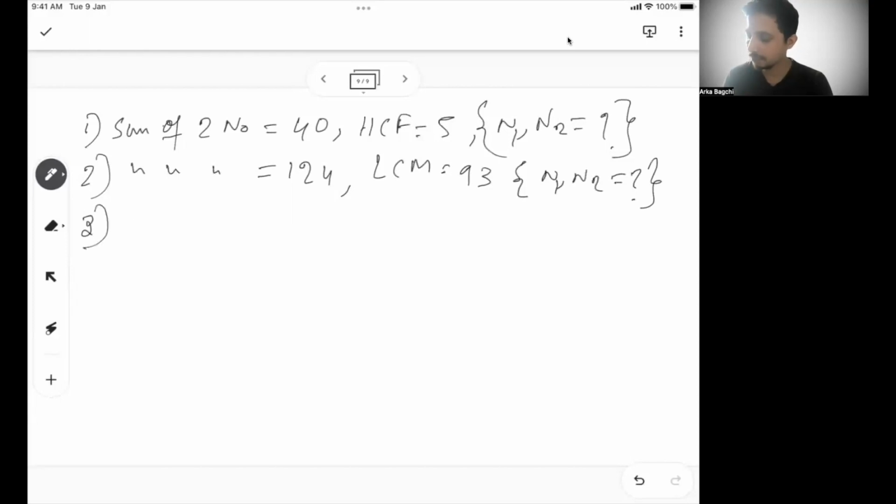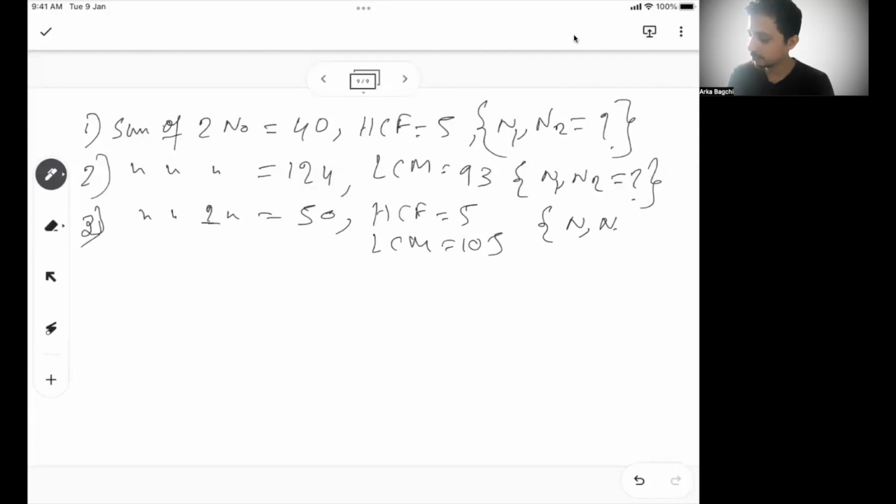Let's say another problem: sum of two numbers is 50, but here the HCF is given as 5 and LCM is given as 105. Again, you need to find out what N1, N2 is. The same thing, where somewhere the HCF is given, somewhere the LCM is given.